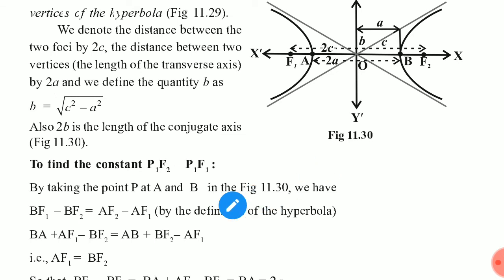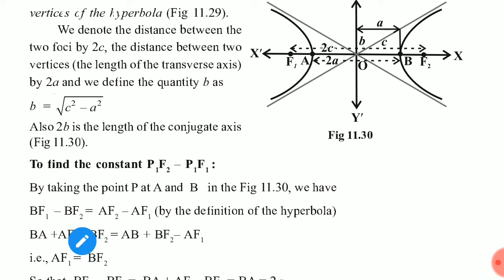So in the figure it is given. Now what are the differences? From the first fixed point, BF1 minus the other fixed point BF2. So this is the first difference, BF1 minus BF2. For the second point A, the differences are AF2, the long distance, and the small distance is AF1. So this is AF2 minus AF1. This is the definition of the hyperbola, because we have taken the point P at A or at B. So these two differences we can count, they are constant.